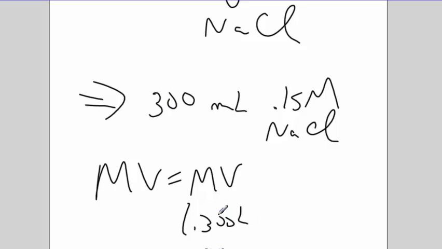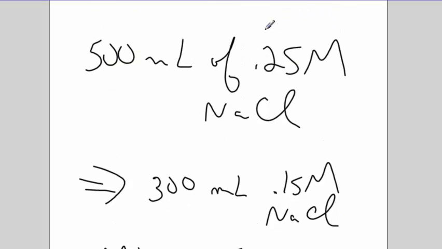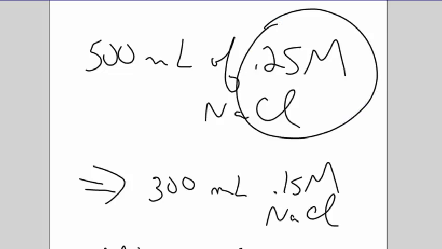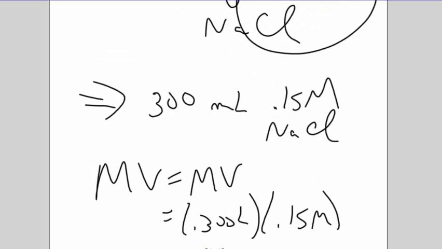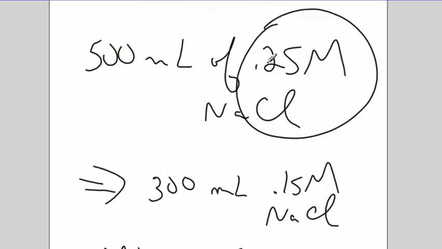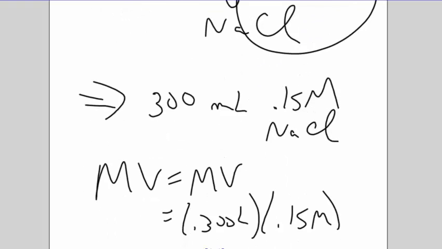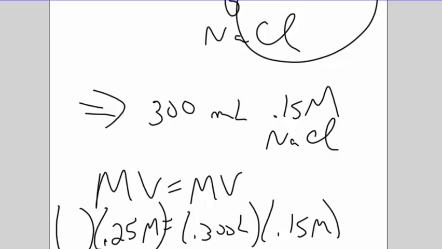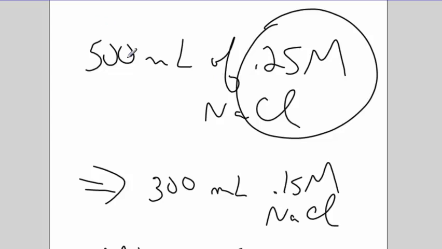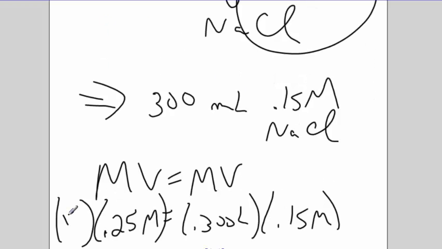So 0.300 liters, right? 300 mils is 0.300 liters, times 0.15 molar is going to equal the molarity of my original solution. This is the new solution. And over here, this is the molarity of the original solution, 0.25 molar. But I'm not using this 500 milliliters. I'm not using that at all. That's what I'm solving for.